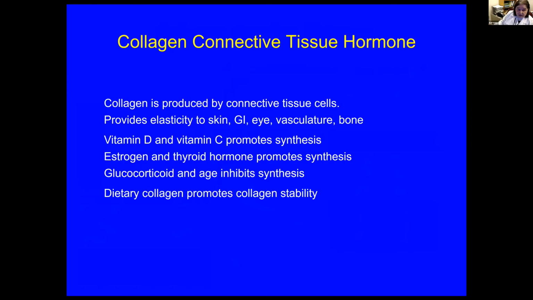Collagen is a connective tissue hormone that's produced in fibroblasts and provides elasticity to skin, GI tract, eye, vasculature, and bone. And if you want to increase the synthesis, you treat the patient with vitamin D and vitamin C, estrogen, or correct their hypothyroidism. And you can try to wean them off from glucocorticoids because that inhibits synthesis. And if you give dietary collagen, it promotes stability of your collagen.